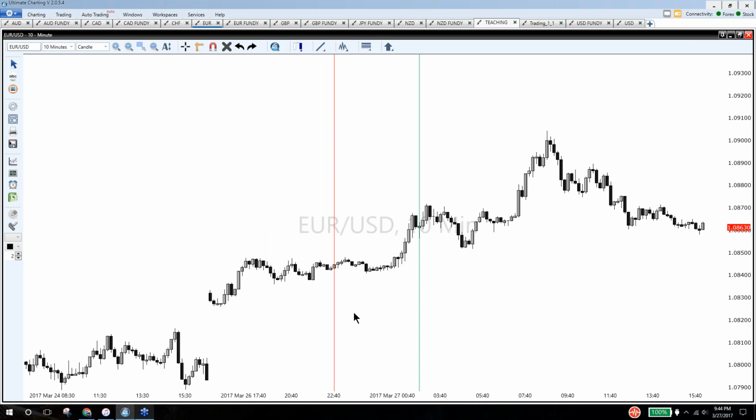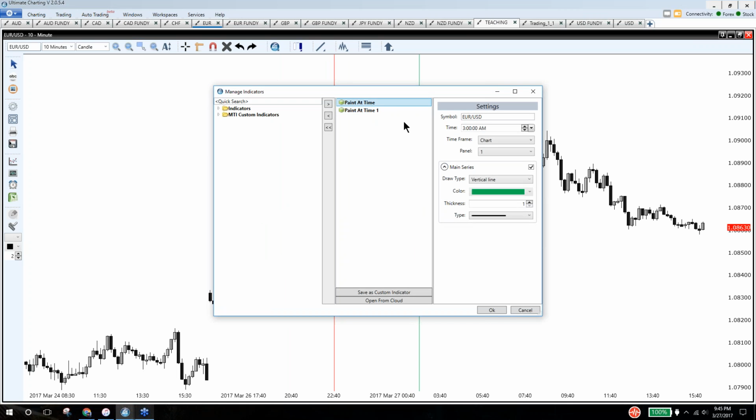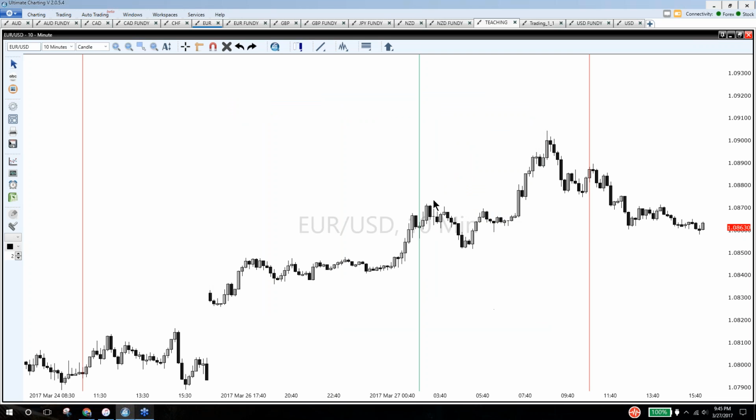And I feel like I set the colors backwards. Paint at time 1, 3 a.m. Eastern time, green. Paint at time 2 should be 11 a.m. Eastern time. There we go. Okay, 3 a.m. Eastern time, 11 a.m. I'm not going to hold on to the position past that. If I haven't been limited out, I'm not going to hold on to the position past that. Does that make sense?